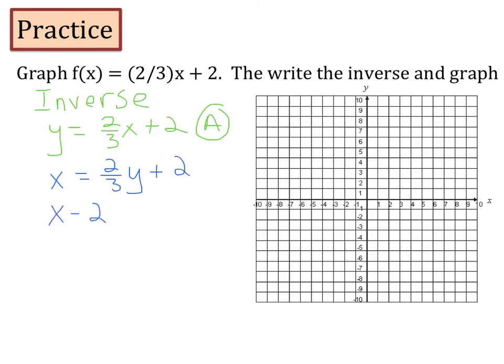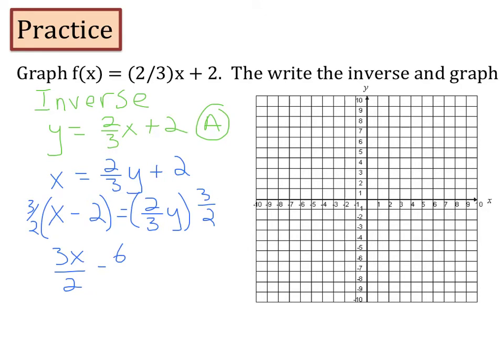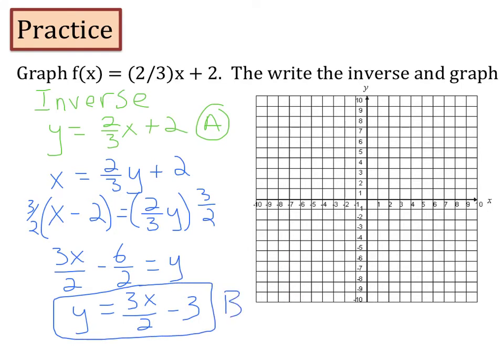So I'll subtract 2. I'm left with 2/3 y. And then I'll just multiply both sides by 3 over 2. So multiply this side by 3 over 2, and I'll multiply this side by 3 over 2. So then I have 3x divided by 2 minus 6 over 2 equals y. I simplify that out and I have y equals 3x over 2 minus 3. This will be my second equation.